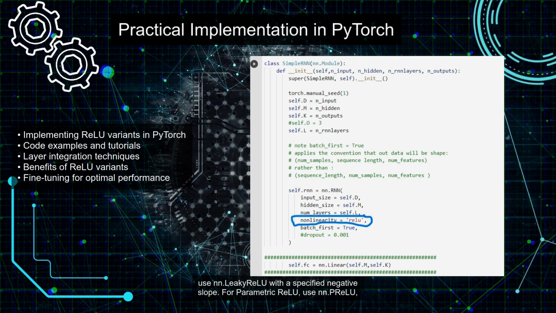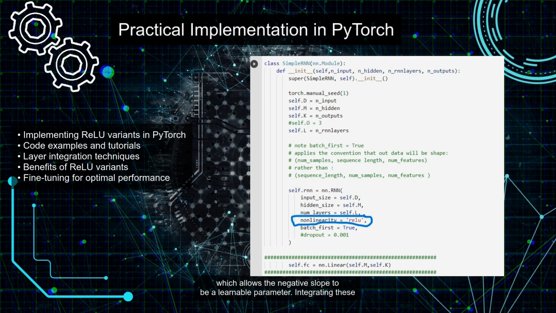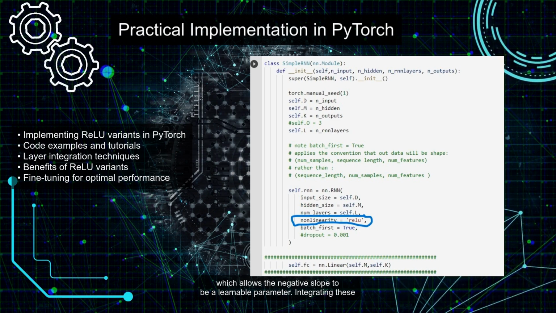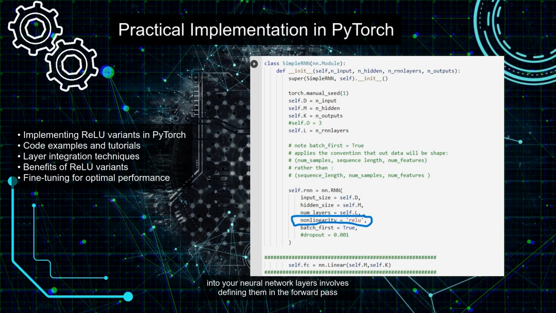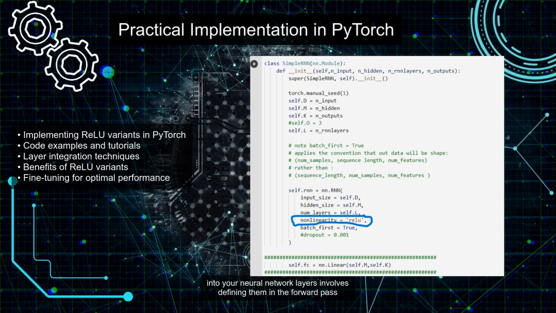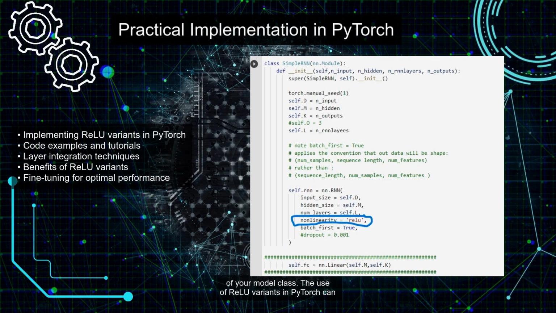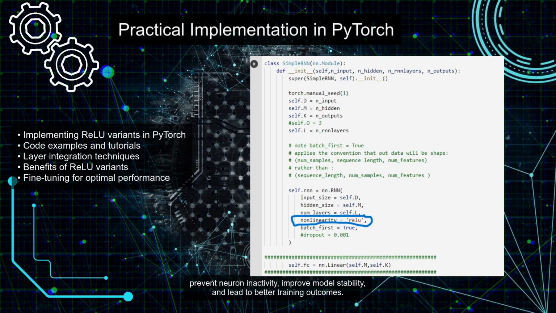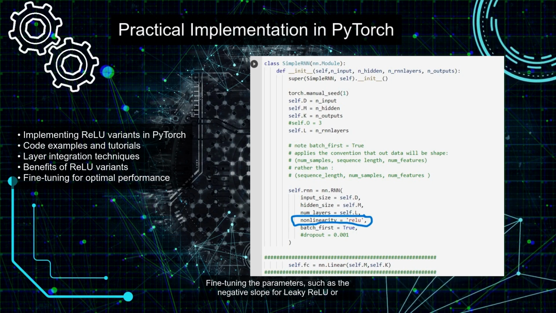To implement Leaky ReLU, you can simply use nn.LeakyReLU with a specified negative slope. For parametric ReLU, use nn.PReLU, which allows the negative slope to be a learnable parameter. Integrating these into your neural network layers involves defining them in the forward pass of your model class. The use of ReLU variants in PyTorch can prevent neuron inactivity, improve model stability, and lead to better training outcomes.